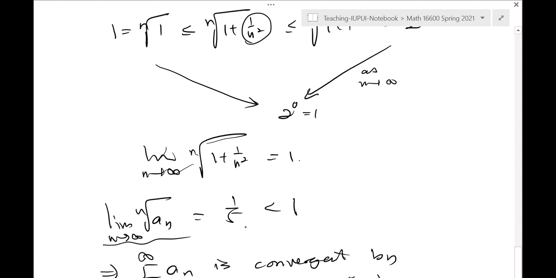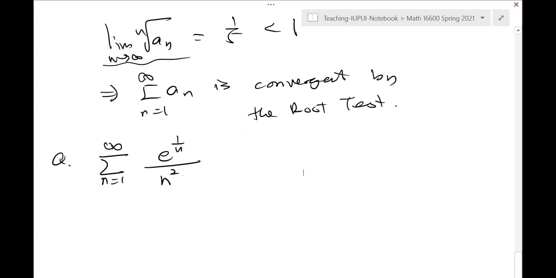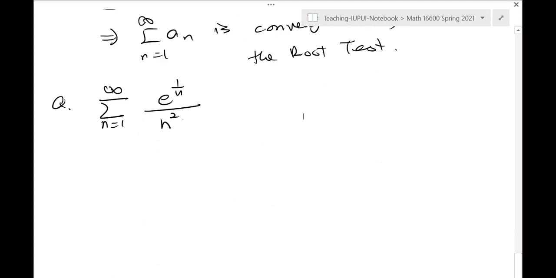All right, let me ask you to do the next problem. This is also from the book, and this is e to the 1 over n, over n squared. So, questions? How many methods can you use to prove it is convergent or divergent?